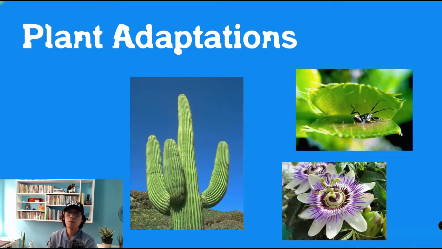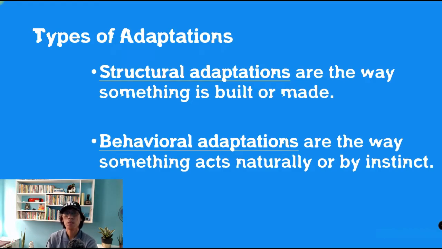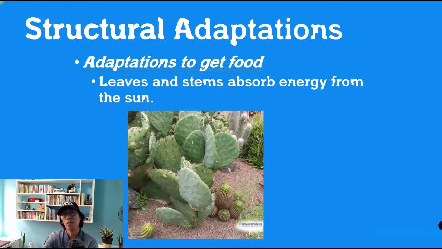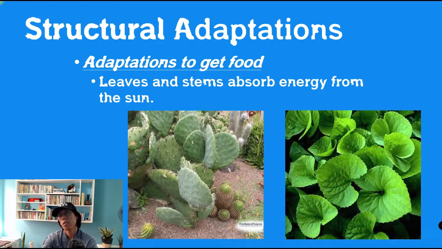Alright, let's talk about plant adaptations at this point. So how do plants adapt? Of course, just like animals, they have structural and behavioral adaptation. Adaptation to get food. How does it work? Leaves and stems absorb energy from the sun. So you have the cactus, and here, broad leaves. The broader the leaves, the greater the intensity of sunlight getting absorbed. This one is a modified stem, and the thorns are the leaves.